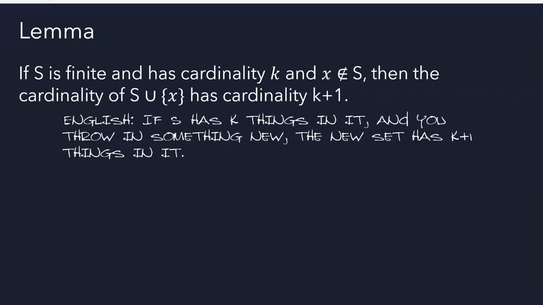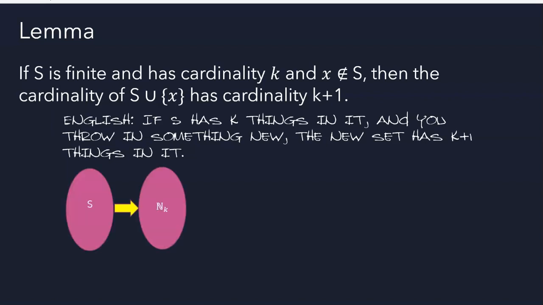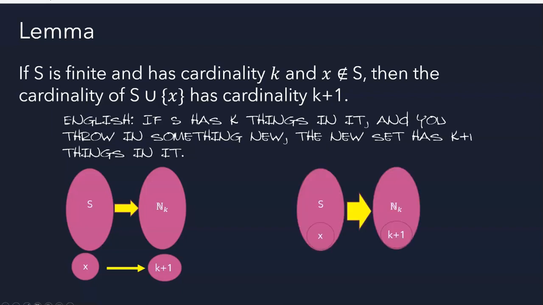So if S is finite and has cardinality k, it's equivalent to the set n sub k. The set containing just x is equivalent to the set containing just n sub k plus 1. Bringing these two functions together, I now have something going from S union {x} to n sub k union {k plus 1}, but that's just the same as n sub k plus 1. So therefore, S union {x} will have cardinality k plus 1.